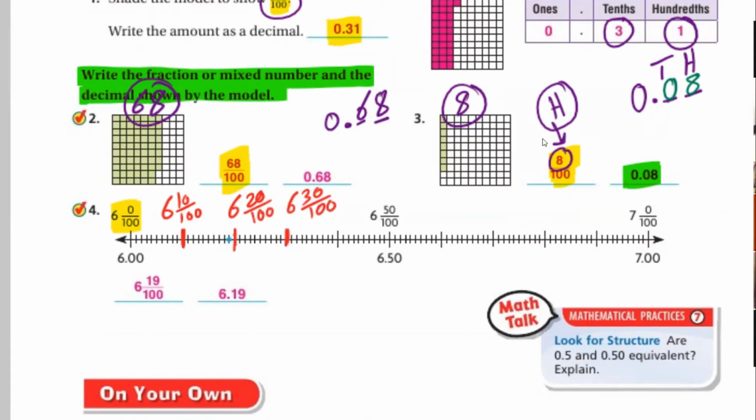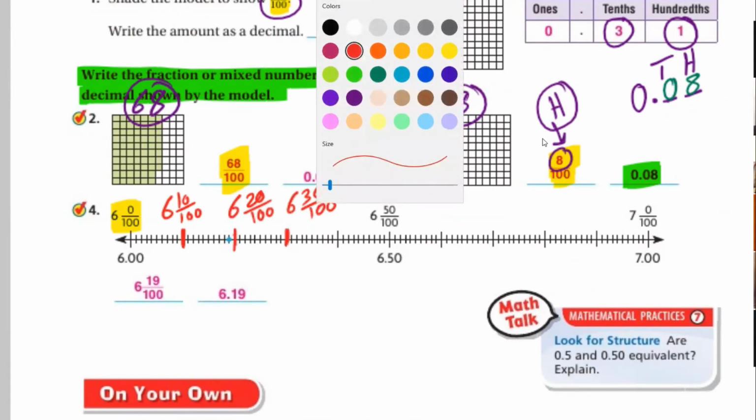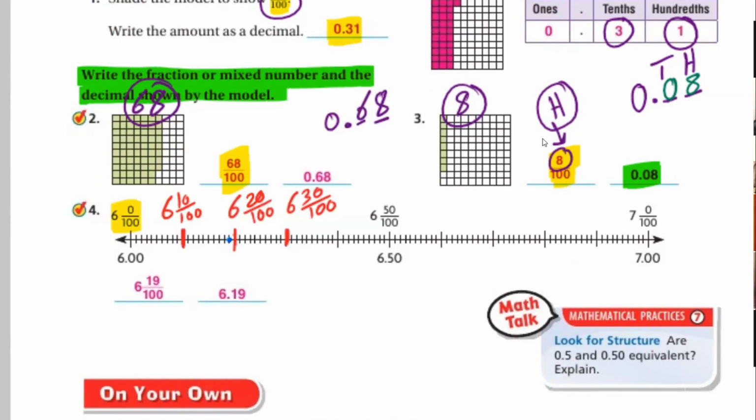So let's determine the location of our point that we require to get the fraction of it. Is it 19? That's our point, right? So it comes just before 20 over 100. So this will be 6 and 19 over 100. Great. Okay, so our mixed number is 6 and 19 over 100.